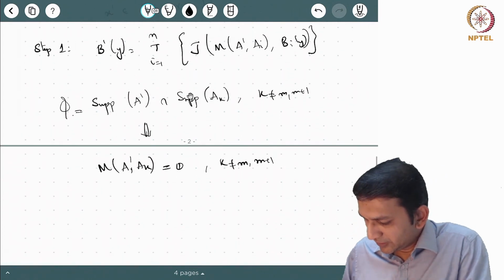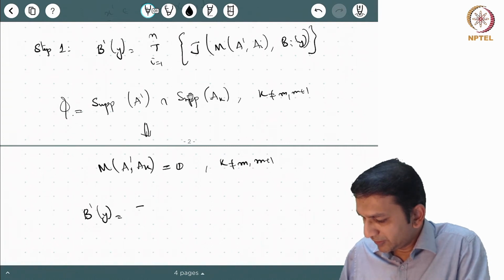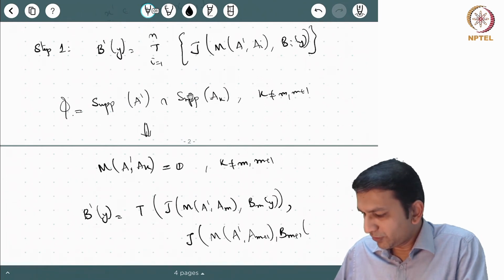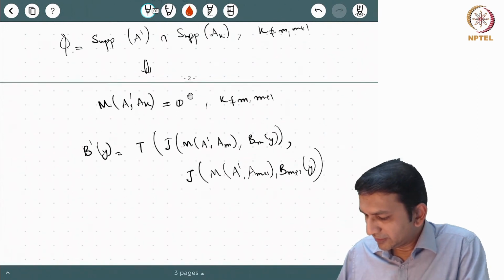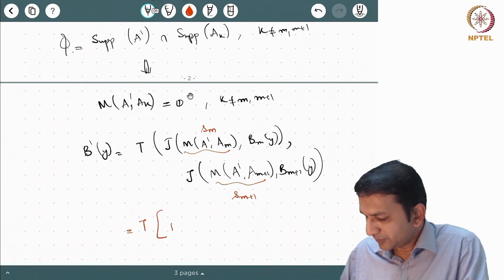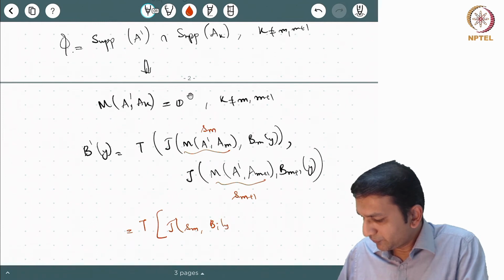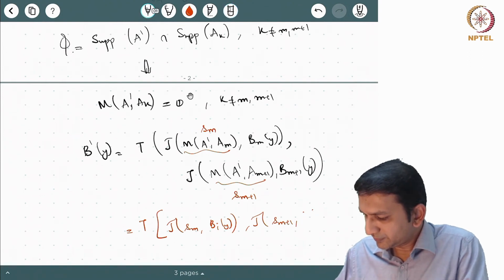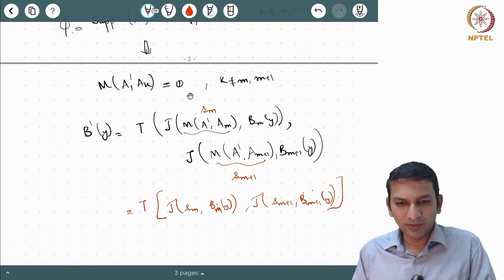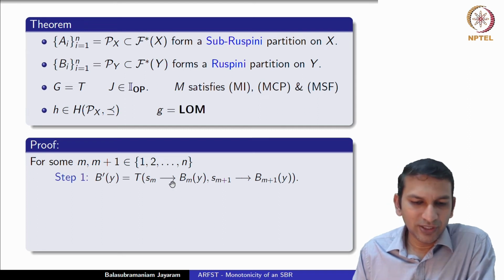So in essence, what we have now is this B dash of y reduces to only considering T of J of m of A dash comma Am comma Bm of y, and J of m of A dash comma Am plus 1 comma Bm plus 1 of y. Once again, this is the similarity value. Let's write it as Sm, and this similarity value, let's write it as Sm plus 1. So what we are left with is T of J of Sm comma Bm of y, comma J of Sm plus 1 comma Bm plus 1 of y.